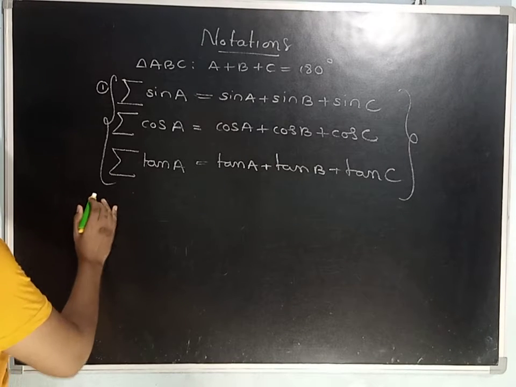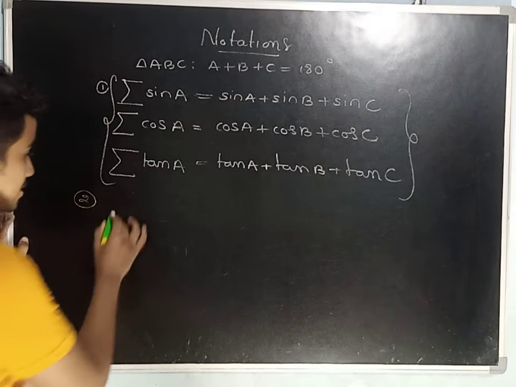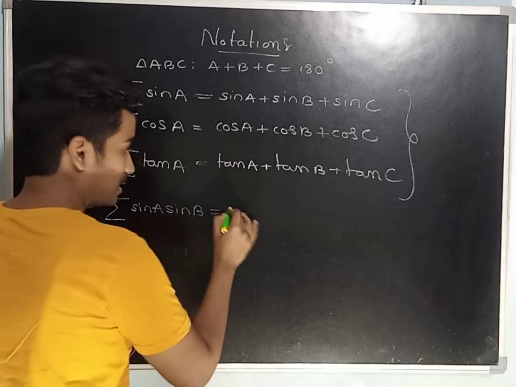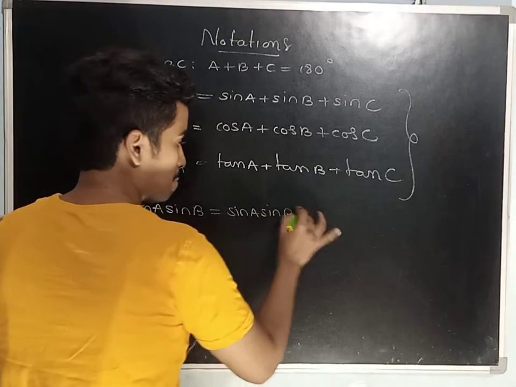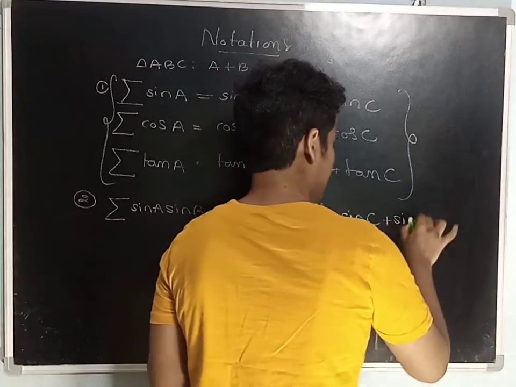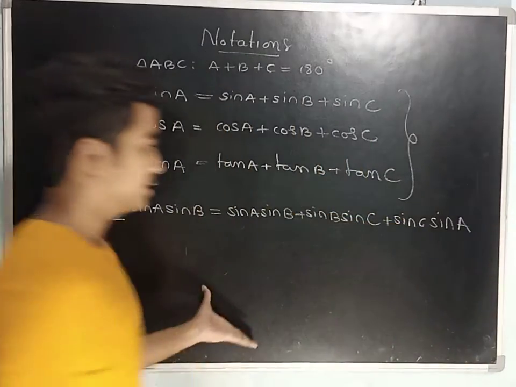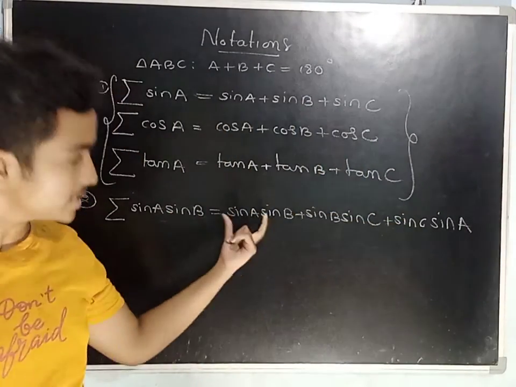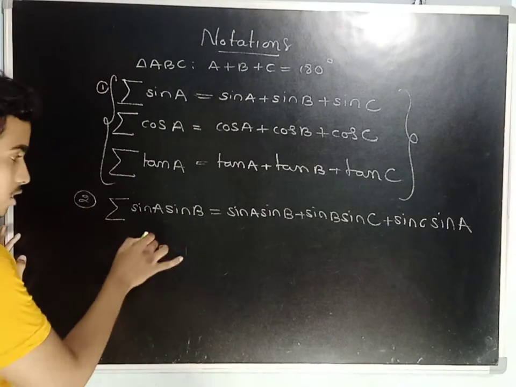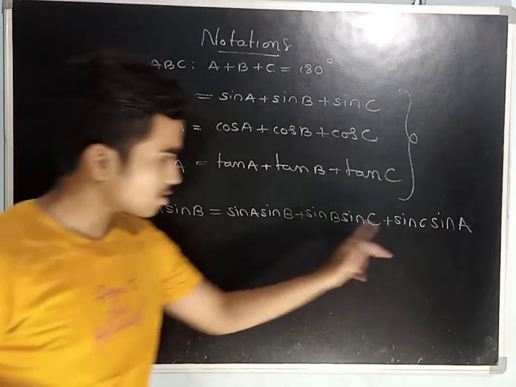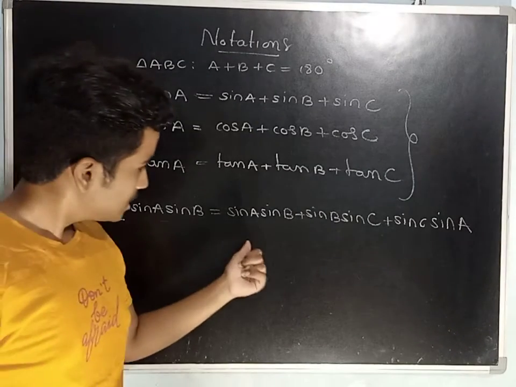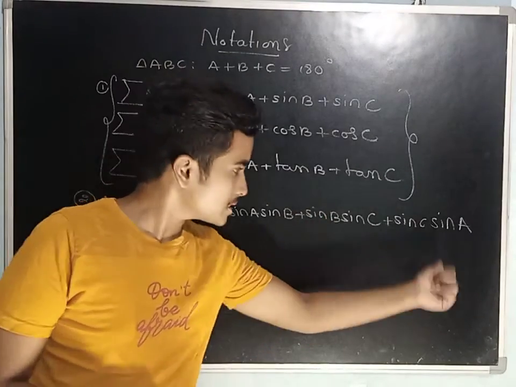Similarly, the second form of the notation is sigma sine A sine B. It's nothing but sine A sine B plus sine B sine C plus sine C sine A. Similarly, sigma cos A cos B is cos A cos B plus cos B cos C plus cos C cos A. Sigma tan A tan B is tan A tan B plus tan B tan C plus tan C tan A.